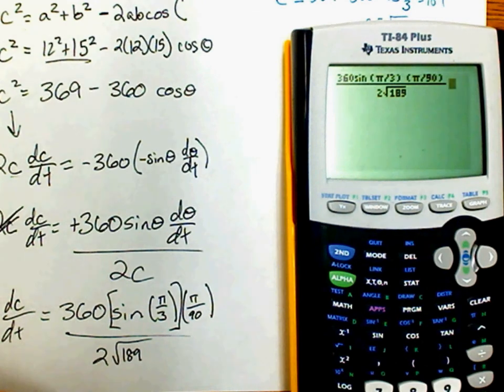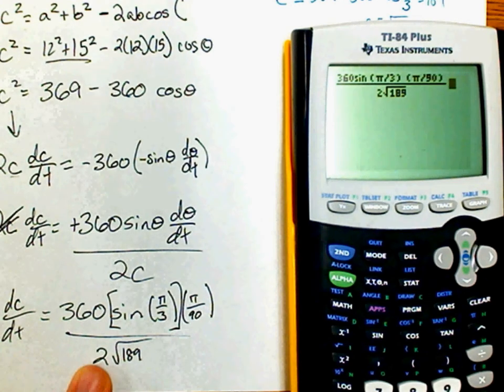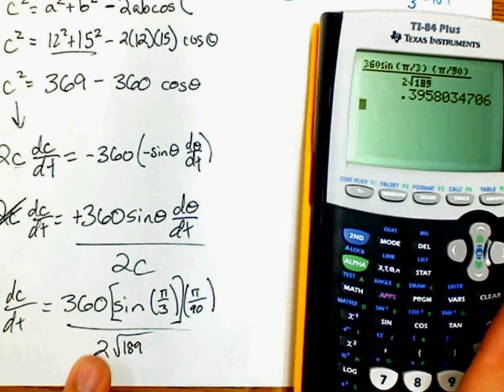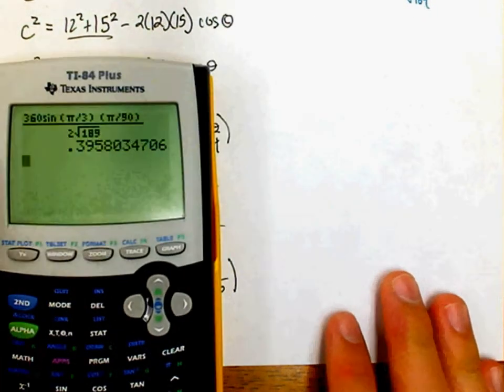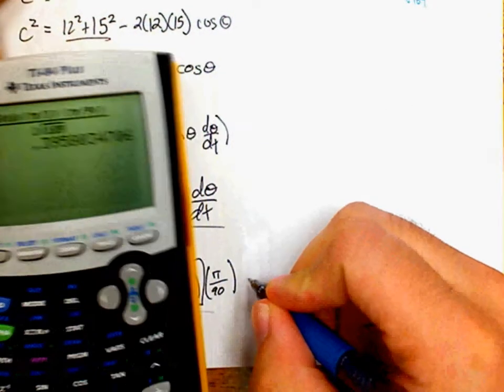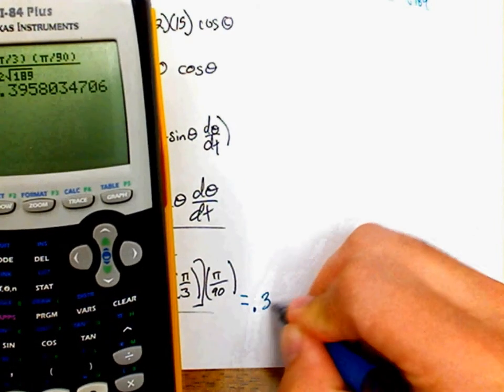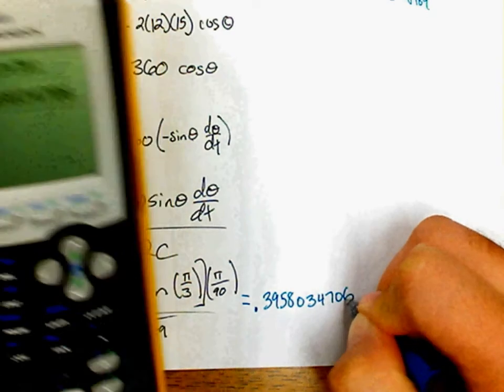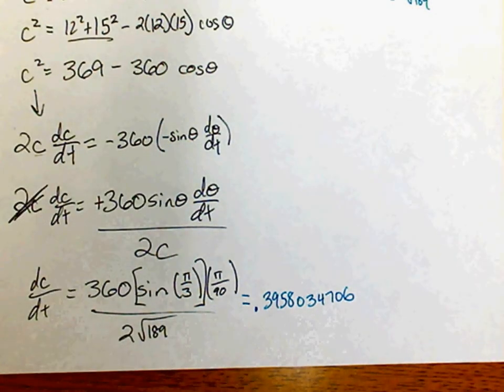So we have 360 sine of pi over 3 times pi over 90 over 2 times the square root of 189. Looks the same. Hit enter. I get a really, honestly, almost concerning number. If I were in algebra and I got an answer that looked like that, I would definitely think I messed up, because I'm coming from a world where I'm used to my teacher giving me problems that work out to nice, neat, whole numbers. You're not sheltered anymore in calculus. Sometimes we get weird numbers. This is one of them. So don't be surprised if you get problems that give you answers like this. It's entirely okay.